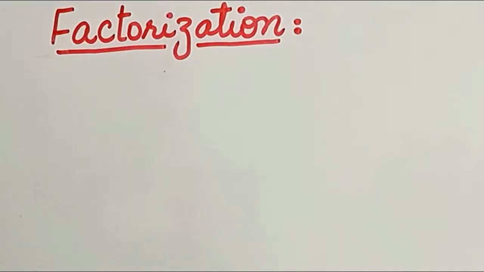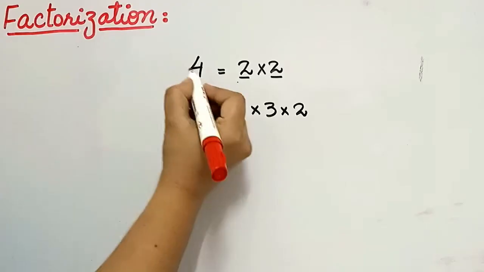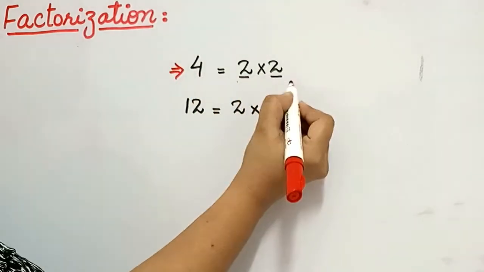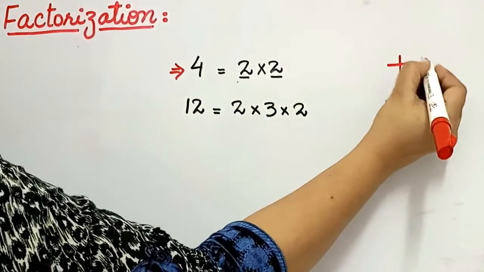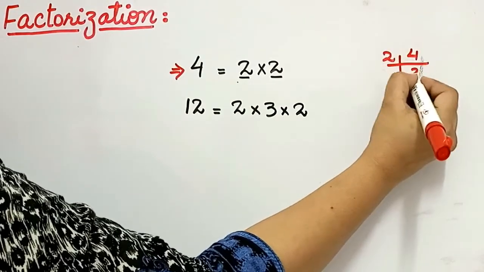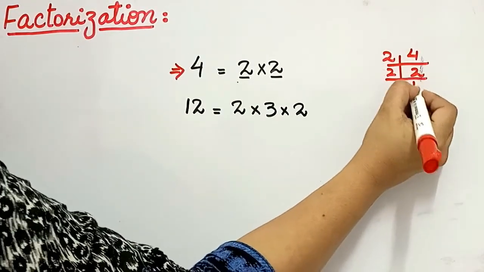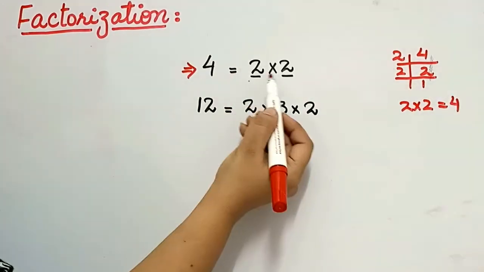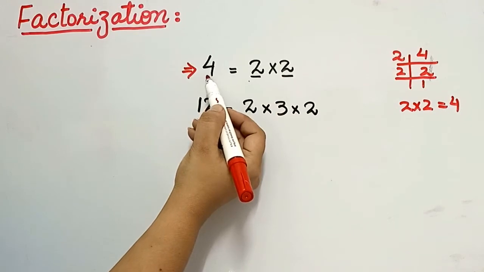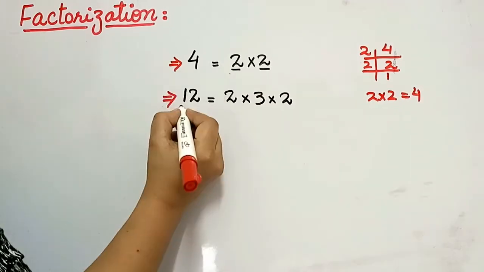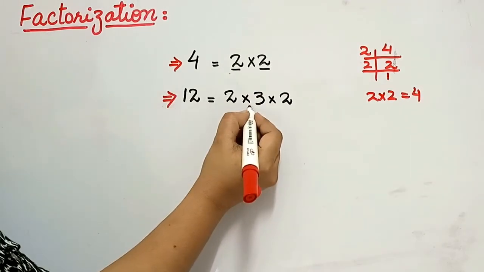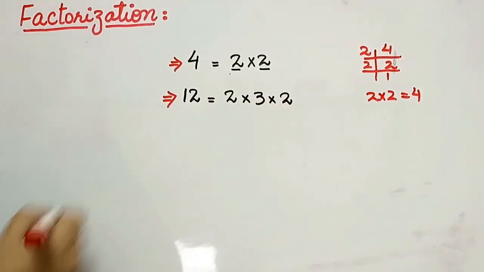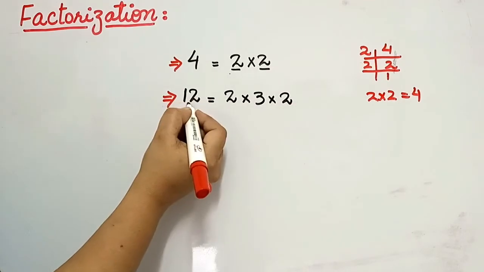If we are talking about the numbers, then we see that 4 is equal to 2 into 2. When we do prime factorization, 2 2s are 4. So it means 2 into 2 makes 4. 2 and 2 are the factors of 4. In 12 we can see that 2 multiplied by 3 multiplied by 2. 3 2s are 6, 6 2s are 12. These all are the multiples of 12.